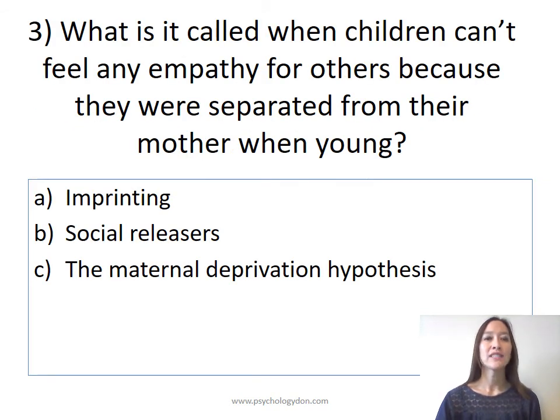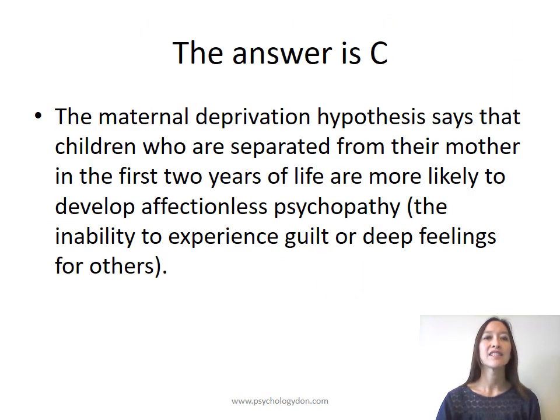Question 3. What is it called when children can't feel any empathy for others because they were separated from their mother when young? Is it A, imprinting, B, social releasers, or C, the maternal deprivation hypothesis? The answer is C. The maternal deprivation hypothesis says that children who are separated from their mother in the first 2 years of life are more likely to develop affectionless psychopathy. That's the inability to experience guilt or deep feelings for others.